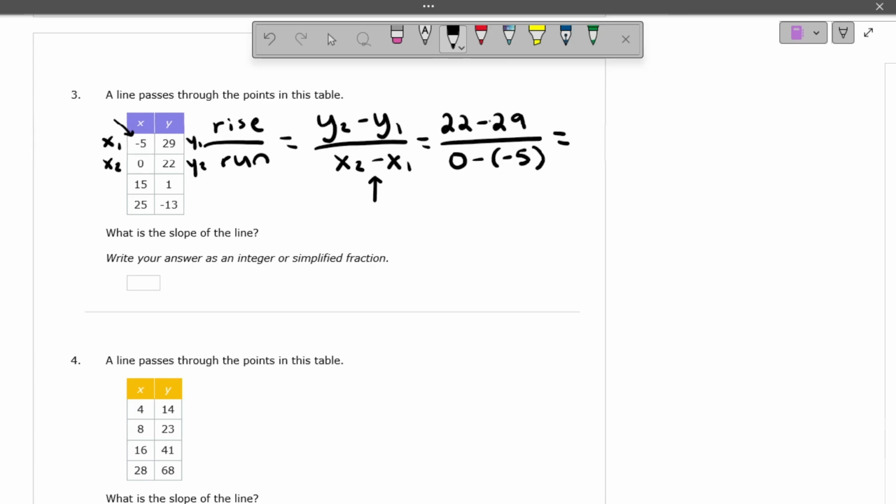So let us do 22 minus 29. That is a -7. And 0 minus a -5 turns into a +5 because these two negatives cancel and they turn into a positive. So that turns into a positive sign. So our slope is going to be -7 over 5.